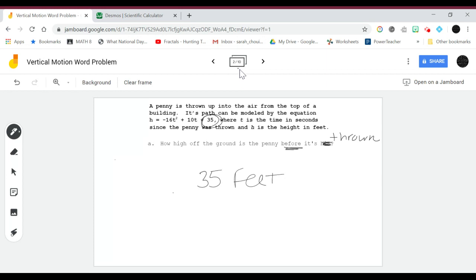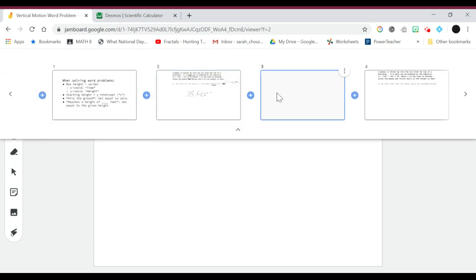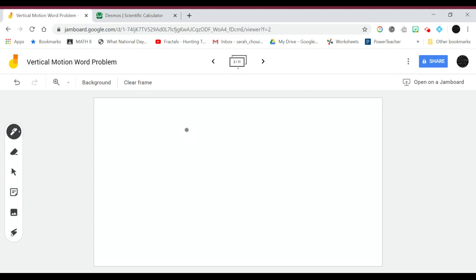I want to keep a sketch of what's going on in this problem, just to help me visualize. So we're going to have the y-axis be the height of the penny, and the x-axis is going to be the time since it's been thrown. So at time 0, the penny is starting pretty high off the ground, 35 feet. We know that it's going to be thrown up into the air, and then it's going to come back down and hit the ground. So the key points on this parabola are its starting height, its maximum height, and then when it hits the ground. So as we go along, we will fill in those key points.